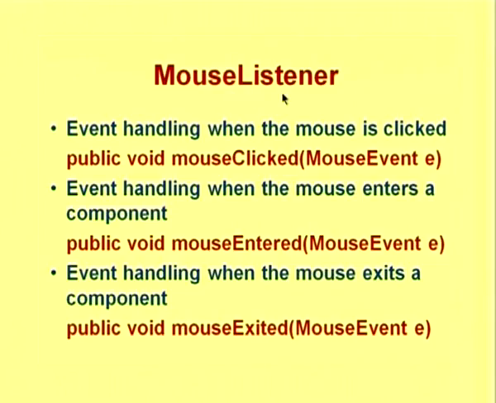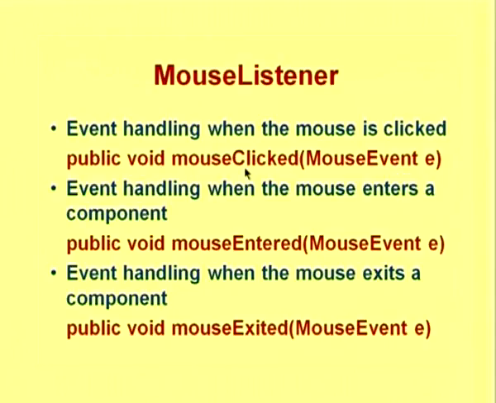So, here I am going to click and see what the source or action command is, and then I am going to perform my particular handling mechanism. Whereas in the case of other listeners, you can see here the mouse listener, which handles the event when the mouse is clicked. So, public void mouseClicked, and the parameter here is your mouse event.